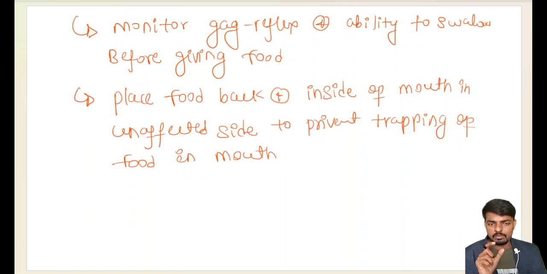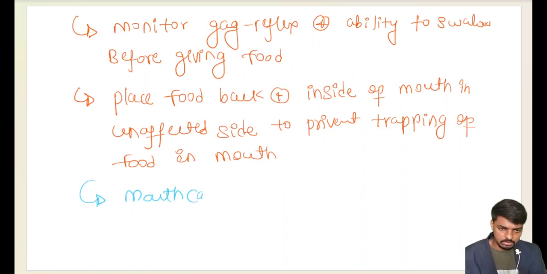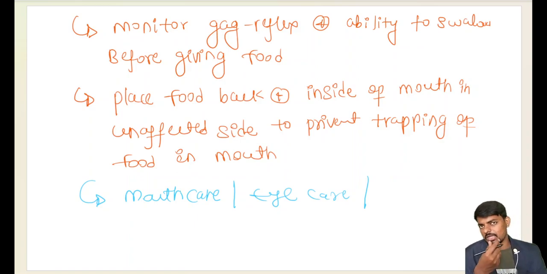The very important one, place the food at the back of the mouth, inside the mouth, on the unaffected side, to prevent trapping of the food in the mouth. And very importantly, for the patient with stroke, we need to give mouth care, and all care we have to give here. Eye care also, because the patient is having homonymous hemianopsia and all. Very importantly, because the patient is having weakness, some food will get trapped in the mouth only.